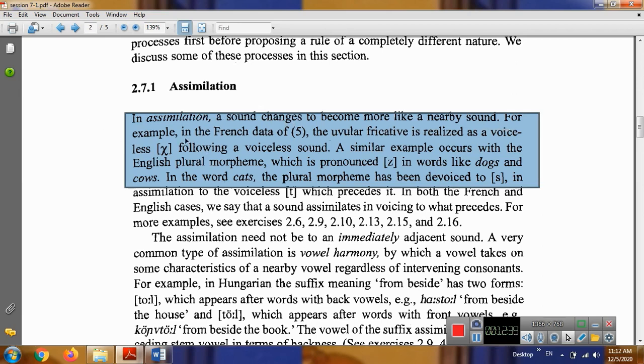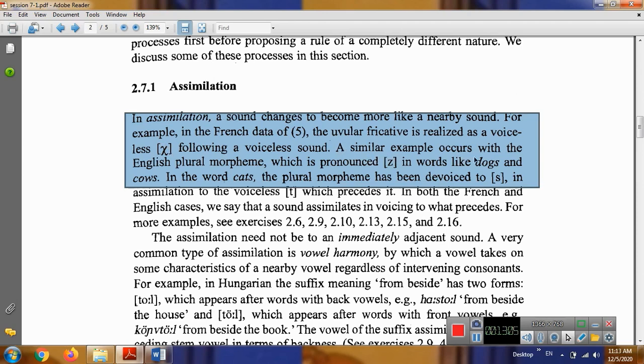For example, in French, the data of 5, which we read, the uvular fricative is realized as a voiceless one following a voiceless sound. Because we have the voiceless sound, it becomes voiceless, and it becomes similar to its nearby sound.